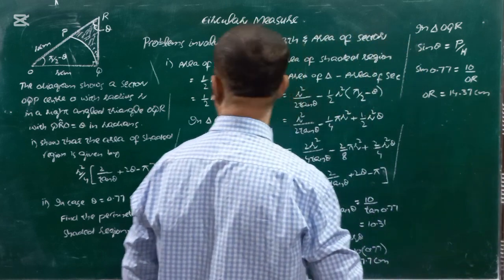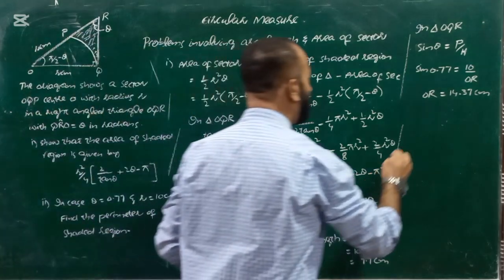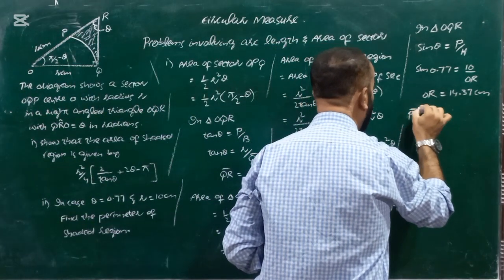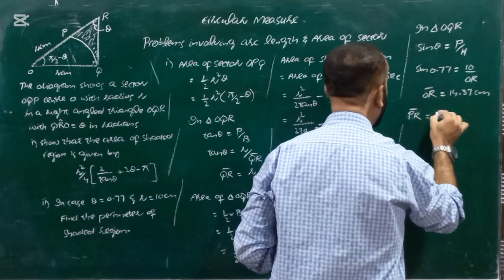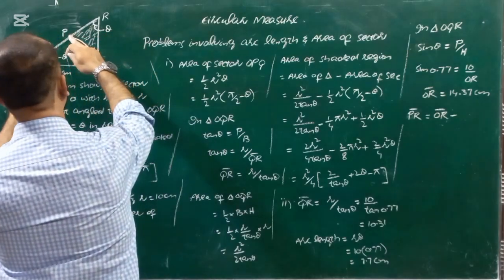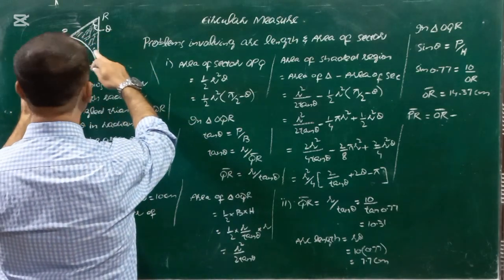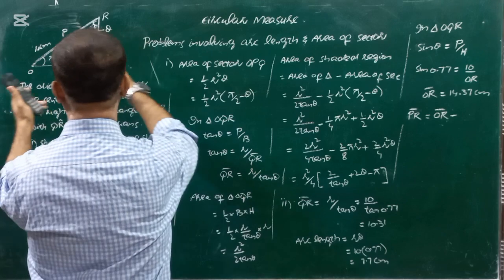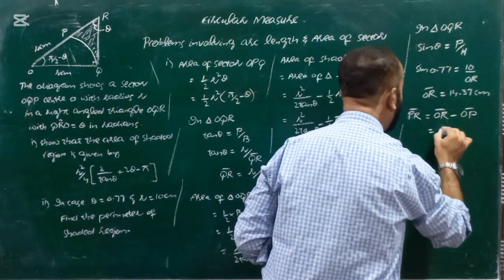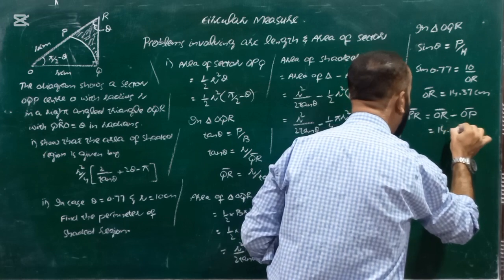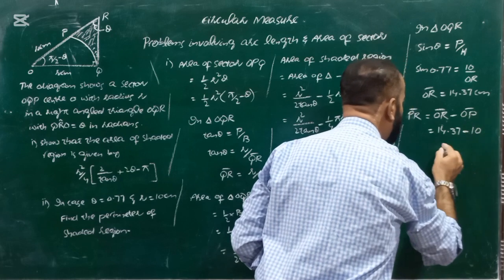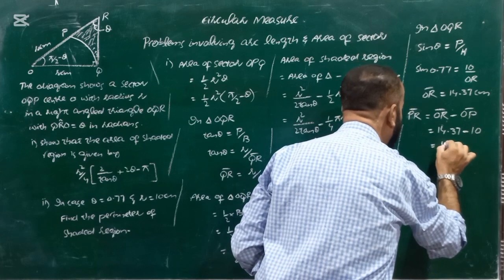So this is OR. Now PR is the requirement. So PR will be equal to OR minus OP. So actually PR is the requirement. Okay. OR minus OP. So OR is 14.37. OP is radius, that is 10. So this is equal to 14.37 minus 10, that is 4.37.